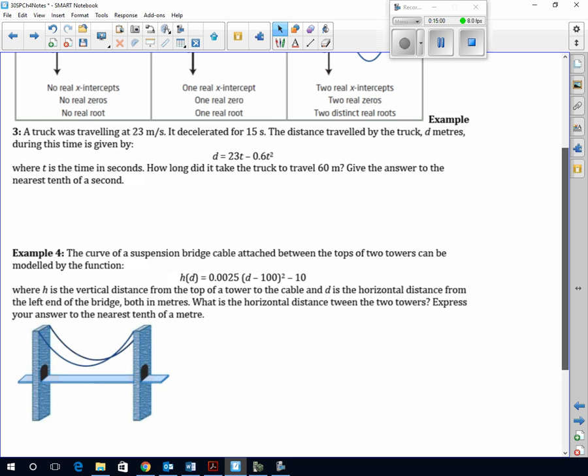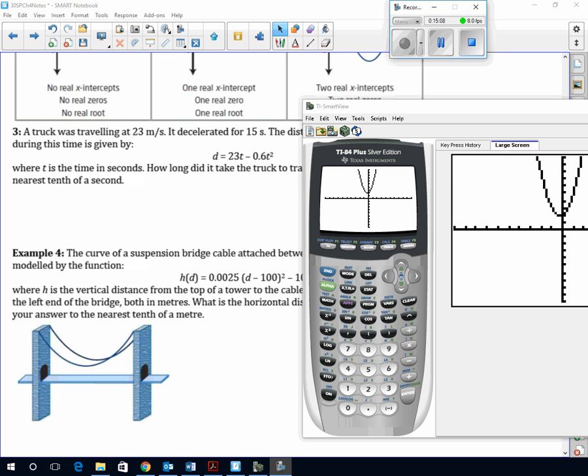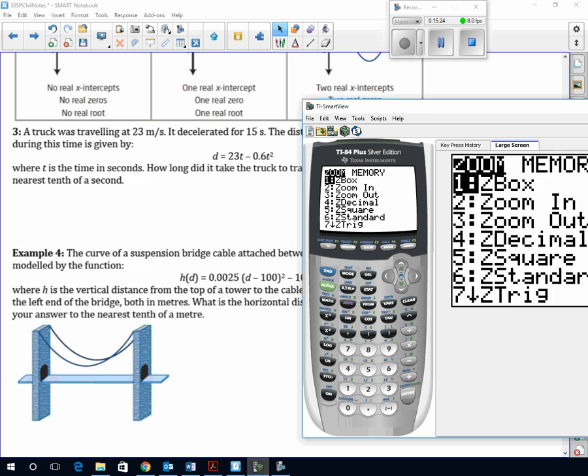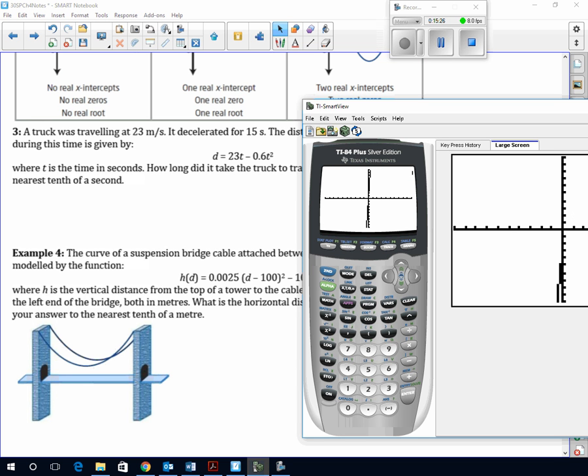So y equals 23t subtract 0.6t squared. I don't know. Is it really that big? So again, the iPad's easy because you can just start stretching until it fits. For us, we need to, it's way up there. Is it that, stretch up? It goes up to 250.